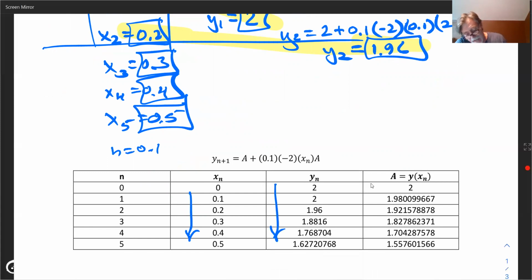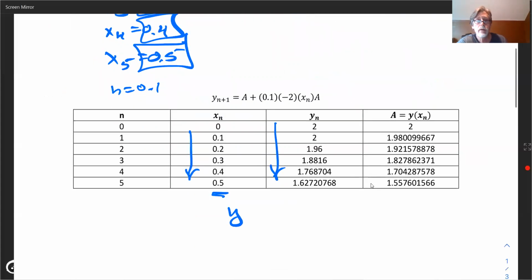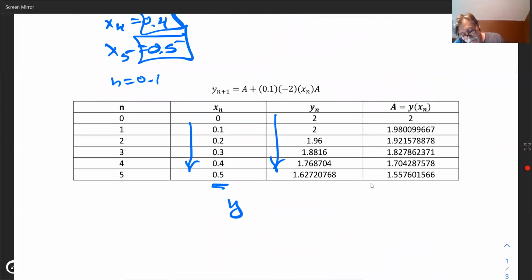And you end up at the bottom, when x sub n is 0.5, you can say the function, which I don't know, evaluated at 0.5, my approximation is this guy right there, the last one. In fact, every one of these is an approximation of the function. What is y of 0.1? Well, it's about 2. What is y of 0.2? Well, it's about 1.96.